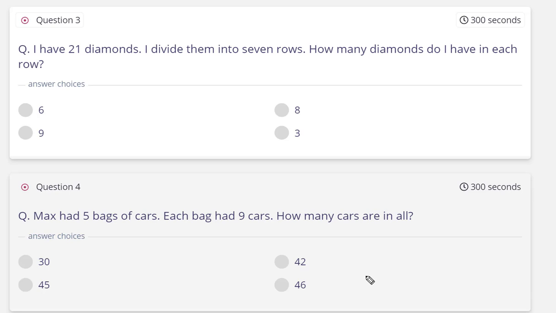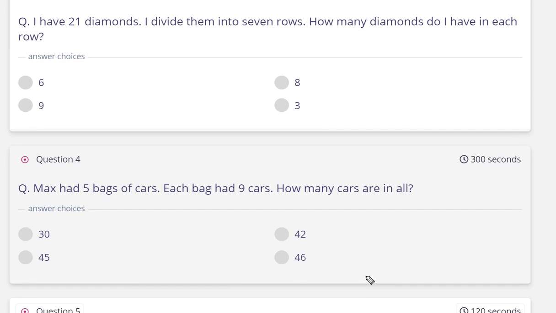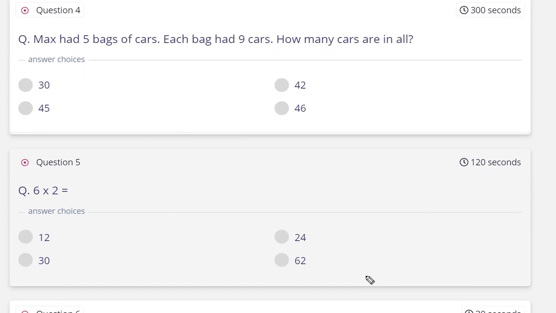Saleh Bali? Yes, mister. Okay. Max had 5 bags of cars. Each bag had 9 cars. How many cars? 45. Explain why. 5 multiply 9 equals 45. Excellent. Thank you, my hero.